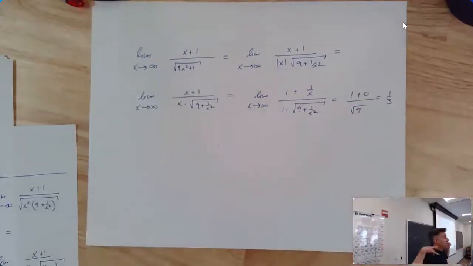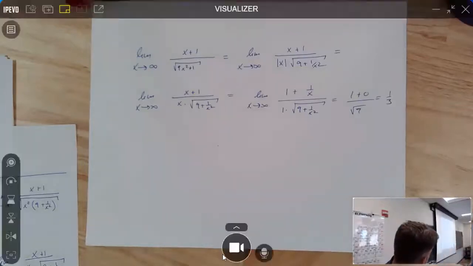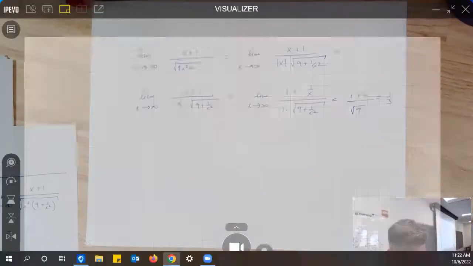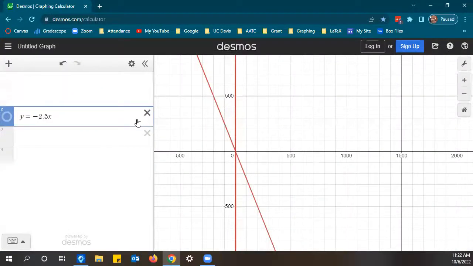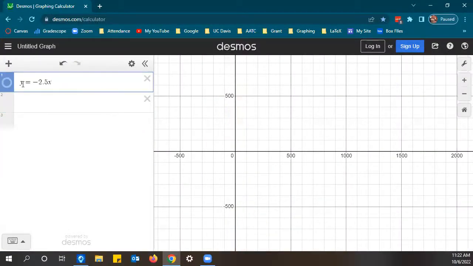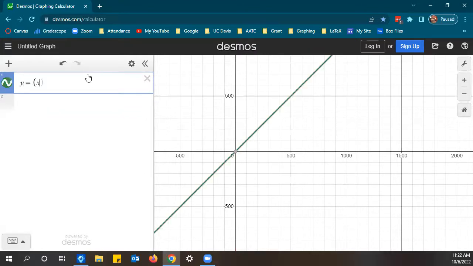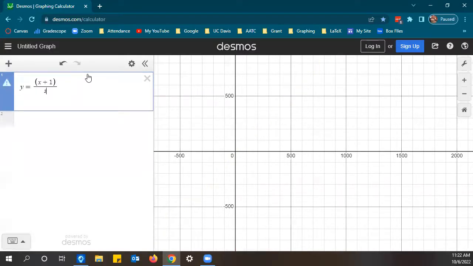So this graph has two different horizontal asymptotes. It has a negative 1/3 to the left and a positive 1/3 to the right. And it looks kind of crazy, but what it is, is y equal to x plus 1 divided by the square root of 9 plus 9x squared plus 1.